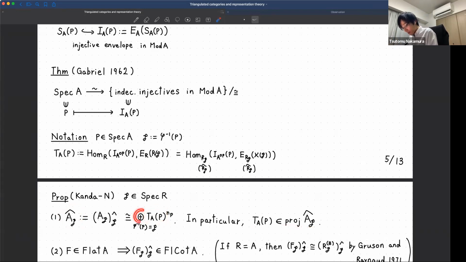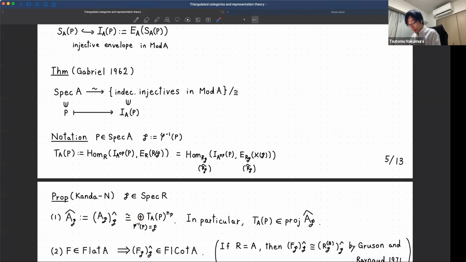And as I mentioned, this is a finite direct sum because prime ideals of A whose pre-image coincides with p exist at most finitely many. So if one prefers, we may replace the direct sum by a direct product.